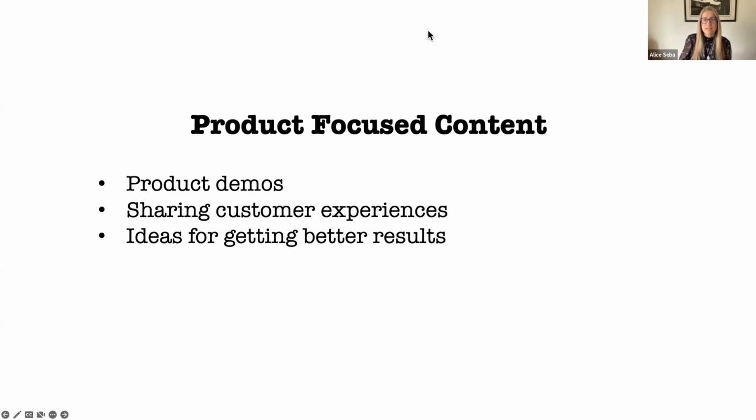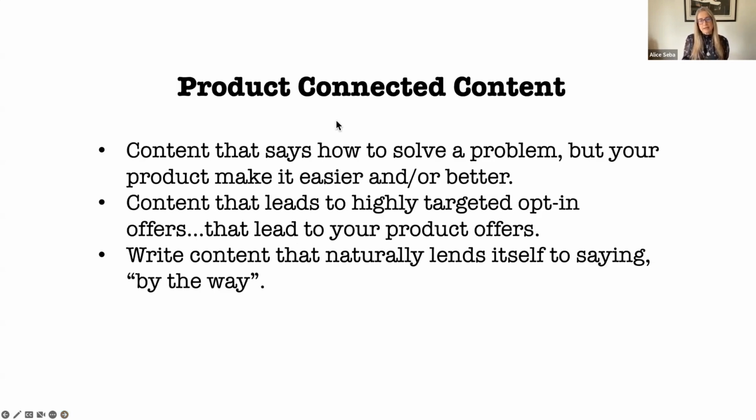They feel confident because, as I always say, an educated audience is a buying audience. So the more you can educate them on how to use your product, the better. Then we're going to talk about product connected content. This isn't you necessarily just talking about your product. It's content that tells people how to solve a problem, but your product makes it easier and/or better.